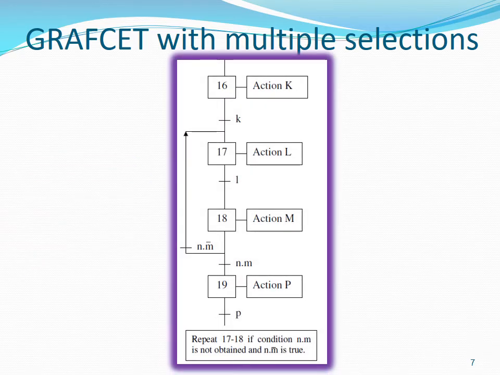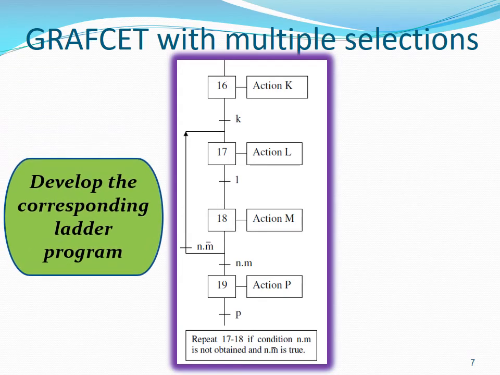A fourth case is a situation when we want to loop back to a previous step. In this example, the system will loop back from step number 18 to step number 17 if the condition N is satisfied and condition M is not satisfied. So effectively, it will be looping back between steps 17 and 18. Again, develop the corresponding ladder program and optionally upload onto the Google Classroom platform.